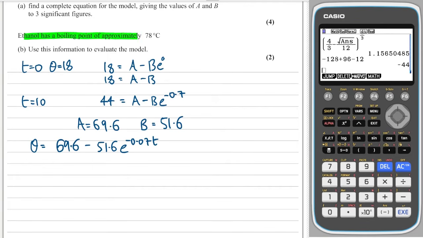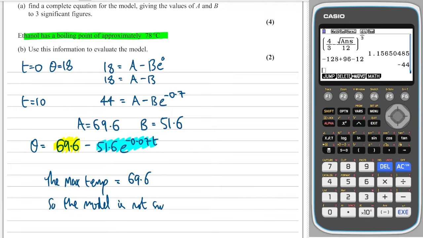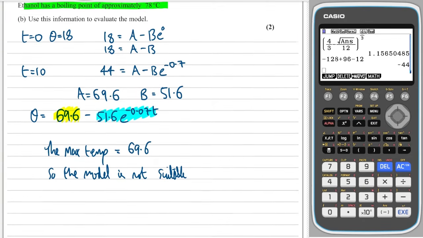So we've got the boiling point is approximately 78. Now it's never going to reach 78 because at the moment we've got 69.6, and that's actually the maximum, because all we're doing is taking away this blue part here, and that blue part can never be negative because we can never have an e value which is negative. So therefore we can say that the maximum temperature is equal to 69.6. So the model is not suitable. Perfect.